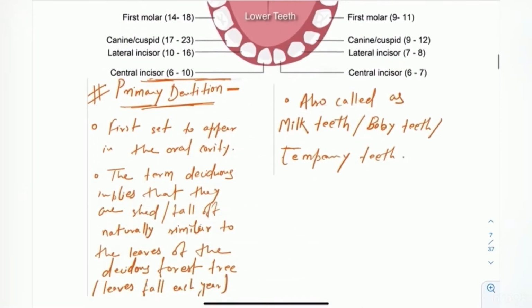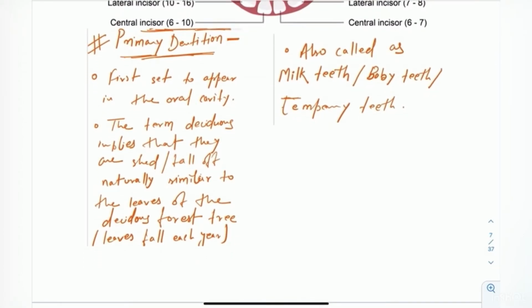Next is the primary dentition. Primary dentition is the first set of teeth to appear in the oral cavity. The term deciduous implies that they shed or fall off naturally, similar to the leaves of a deciduous forest tree, which fall off periodically each year. From there the word deciduous is derived, and we call it primary dentition.